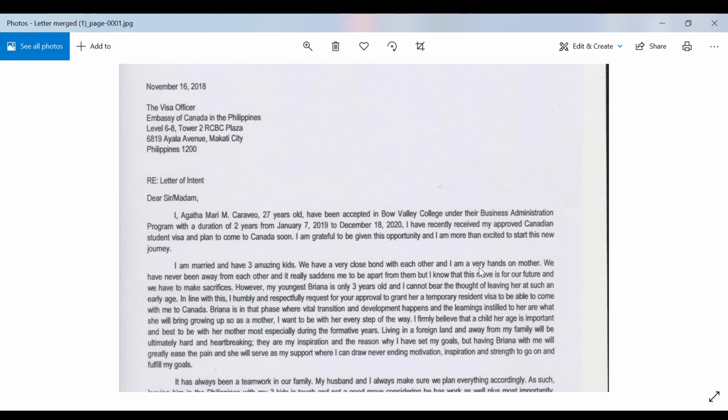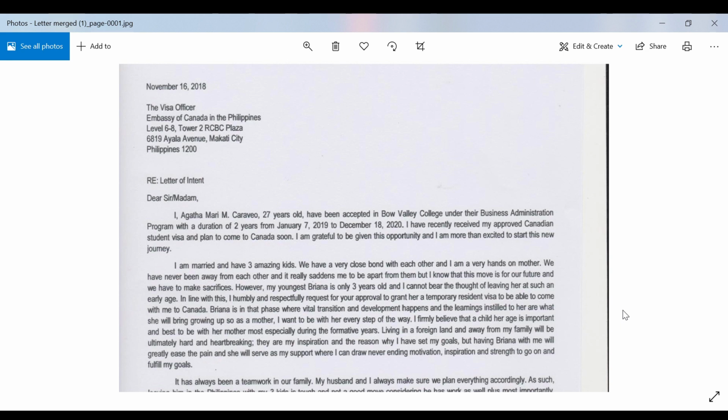I am married and have 3 amazing kids. We have a very close bond with each other, and I am a very hands on mother. We have never been away from each other, and it really saddens me to be apart from them. But I know that this move is for our future, and we have to make sacrifices. However, my youngest is only 3 years old, and I cannot bear the thought of leaving her at such an early age. In line with this, I humbly and respectfully request for your approval to grant her a temporary resident visa to be able to come with me to Canada.